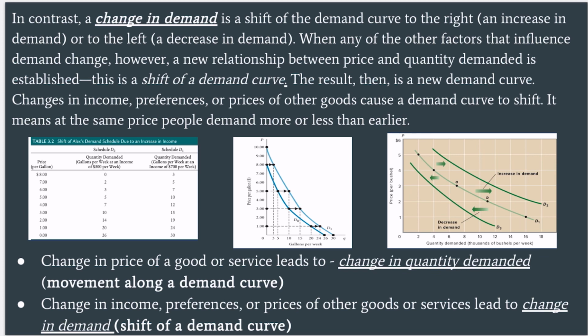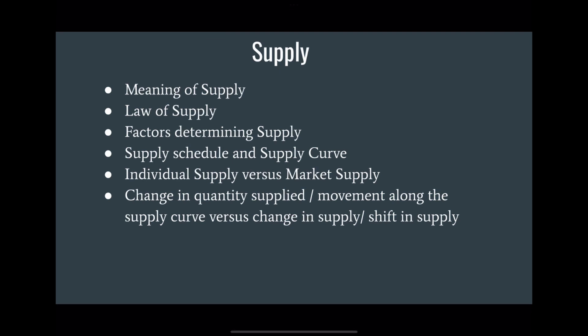Changes in income, preferences, or prices of other goods cause a demand curve to shift. It means at the same price, people demand more or less than earlier. Change in price of a good or service leads to change in quantity demanded, that is movement along the demand curve. Change in income, preferences, or prices of other goods or services leads to change in demand, or shift of the demand curve. Supply. This includes topics like meaning of supply, law of supply, factors determining supply, supply schedule and supply curve, individual supply versus market supply, change in quantity supplied or movement along the supply curve versus change in supply or shift in supply.